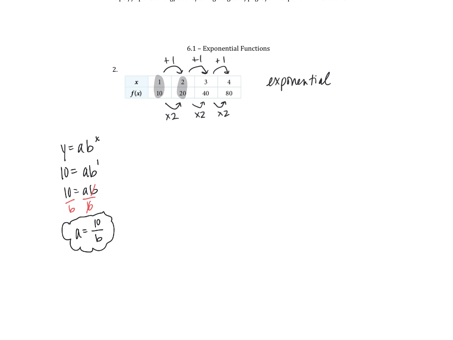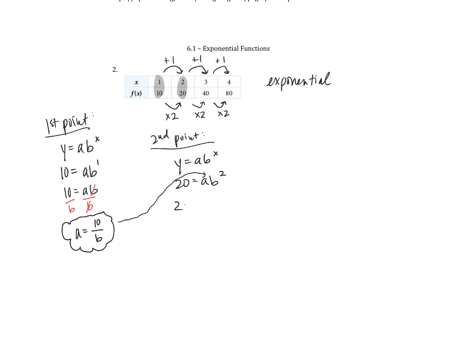All right? Remember, that's what you want to do with your first point, because then you're going to use that in the second point. So the second point is y is equal to a times b to the x. We have 20 is equal to a times b to the 2. And now I'm going to plug in this a value that I found from the first point into the a here. So that'll be 20 is equal to 10 over b times b squared. And then you can reduce, so b into b squared, we'll just leave a b. So this would be 20 is equal to 10b. Then you can solve for b. Divide by 10, you get b equals 2.